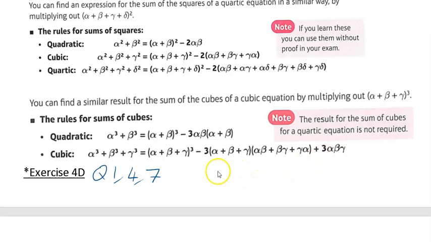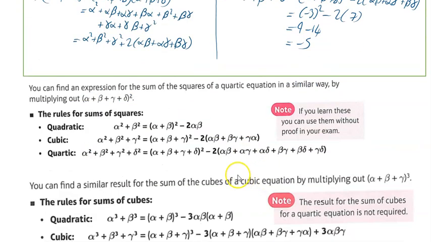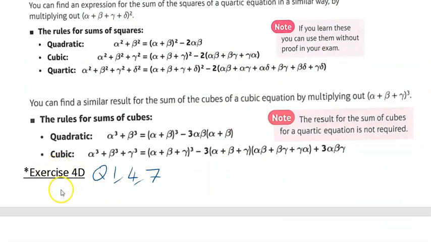So quite often in the question, like we had above here, they would ask you to work something like this out, and then you would have to use that to answer the next part of the question. That's more likely the way they would ask you to do it. Okay, but you're now ready to do exercise 4D, questions 1, 4, and 7.